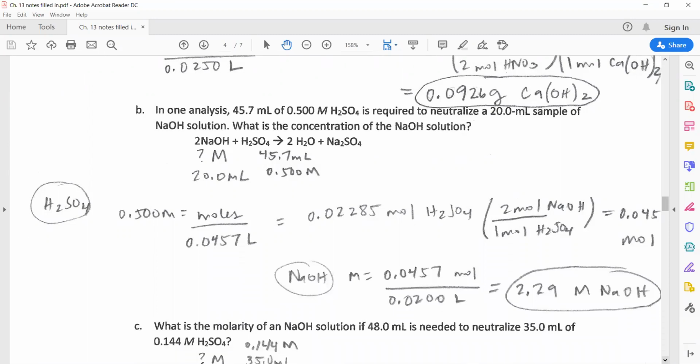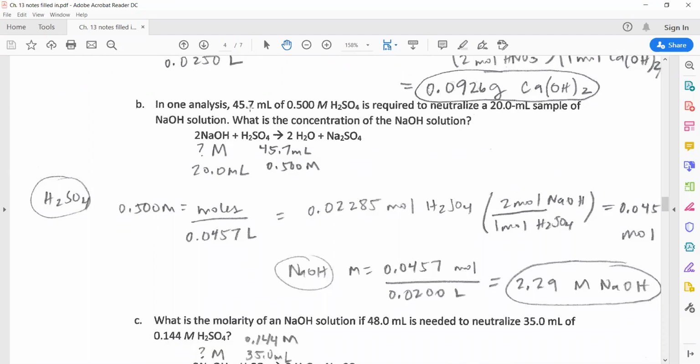Here's another similar problem. It tells me 45.7 milliliters of 0.5 molar sulfuric acid is required to neutralize 20 mL of sodium hydroxide. And what is the concentration of that sodium hydroxide? So I'm looking for molarity. I know how much I had of him. And for sulfuric acid, I know both volume and molarity. So you ask yourself again, how can I get to moles of something? So start with who you know the most about, which in this case is sulfuric acid.